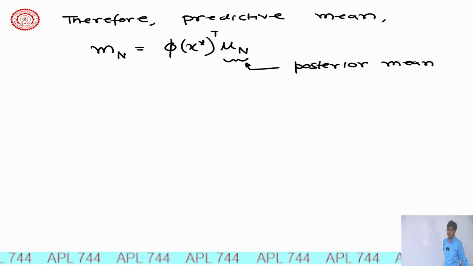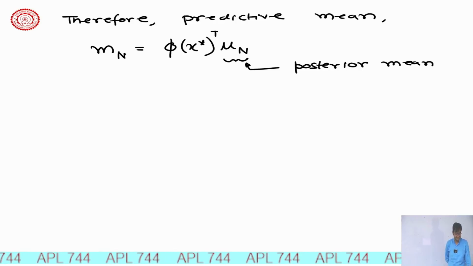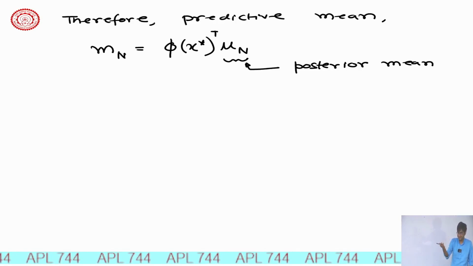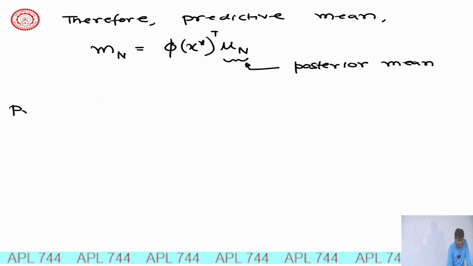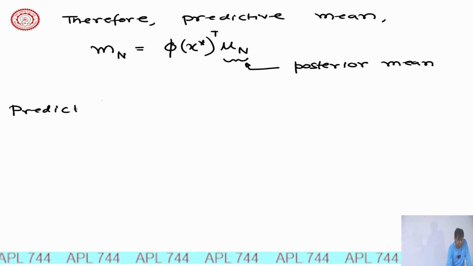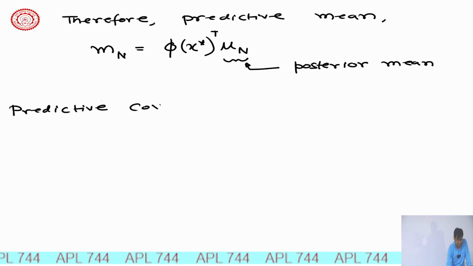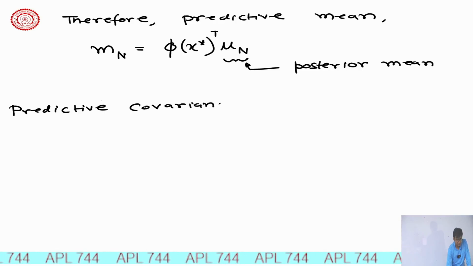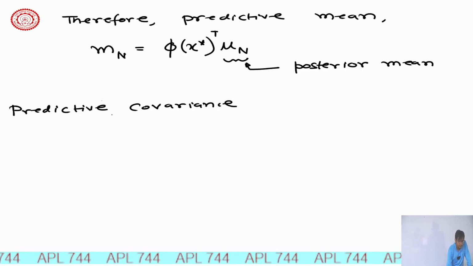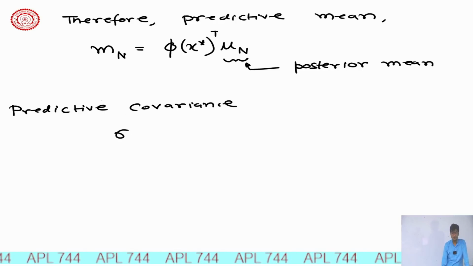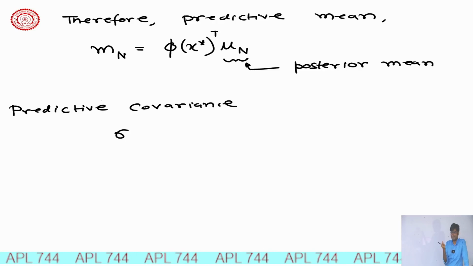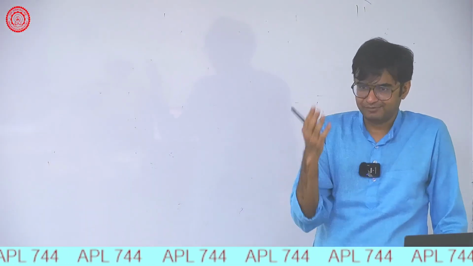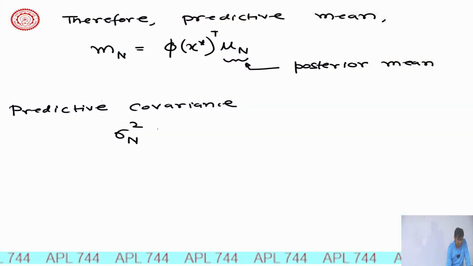This was simple, the difficult one is coming. What is Sn? Not Sn, I have already used that, I will use sigma n now. Okay. So, sigma n is my predictive variance, covariance. So, predictive covariance. Okay, I am writing covariance, but actually we will get a variance because I have assumed X star to be one point. You will only get covariance if I assume X star to be multiple inputs at a time. Okay. So, sigma n square, what will it be equal to?